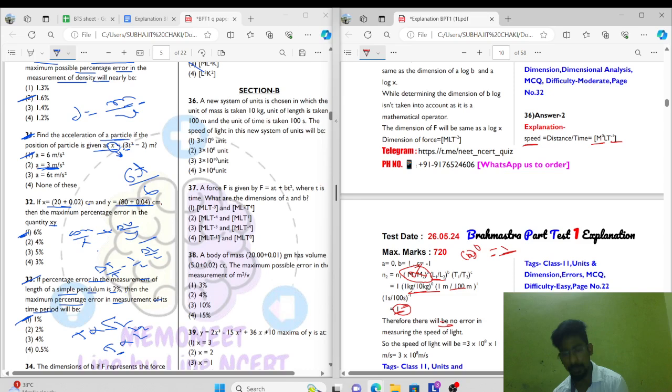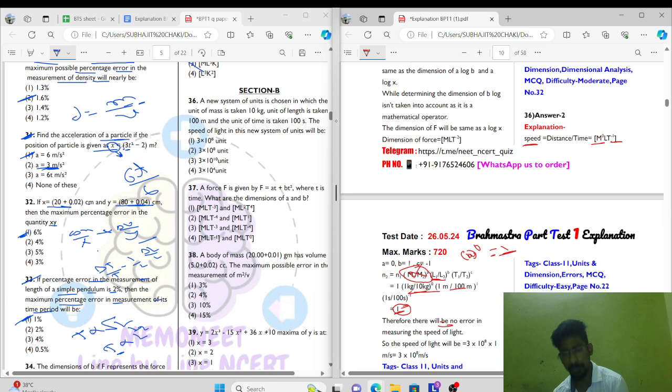Okay. So question number 37. F is equal to AT plus BT square, where T is the time. What are the dimensions of A and B? From dimensional homogeneity, you can say the dimension of F is equal to the dimension of AT, and the dimension of F is also the dimension of BT square. So B will be equal to F by T square, and A will be equal to F by T.